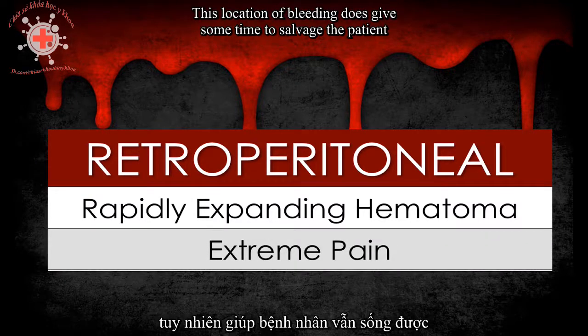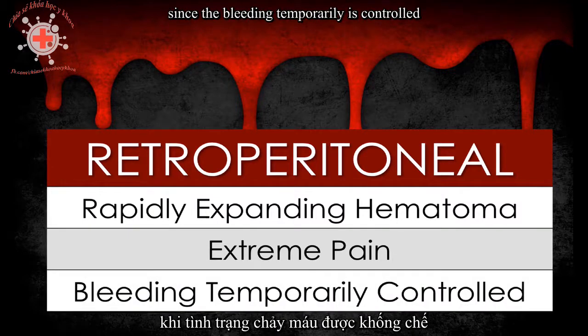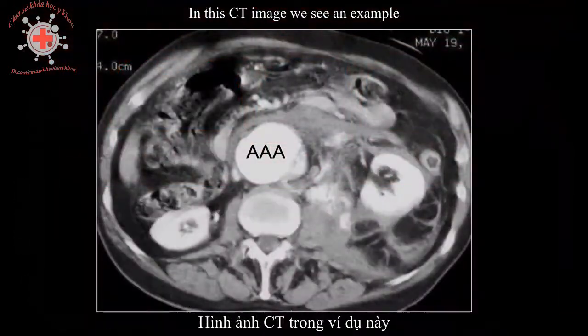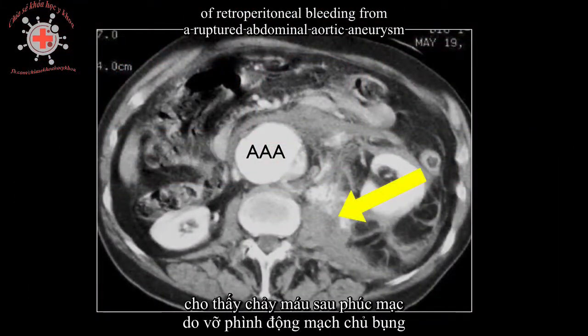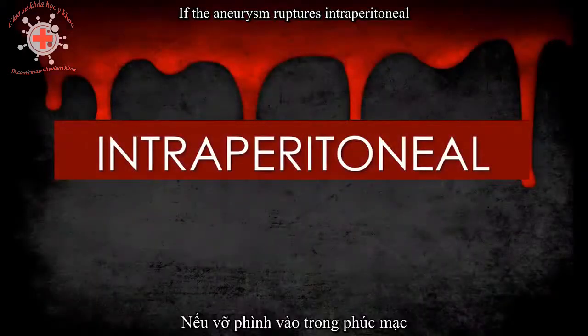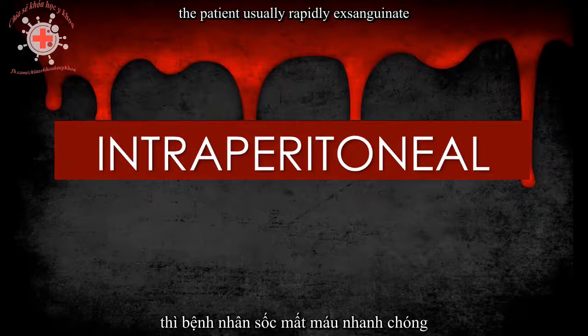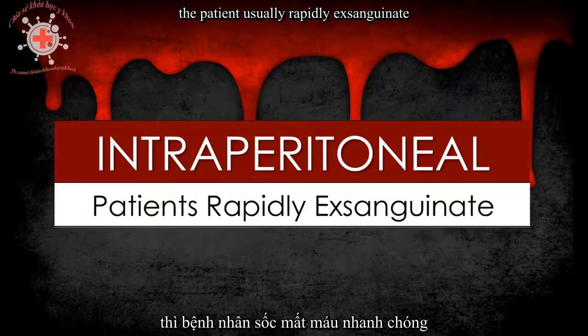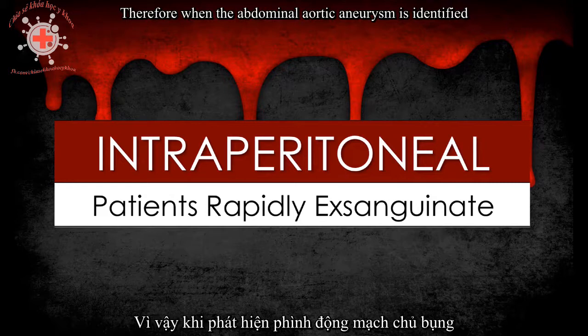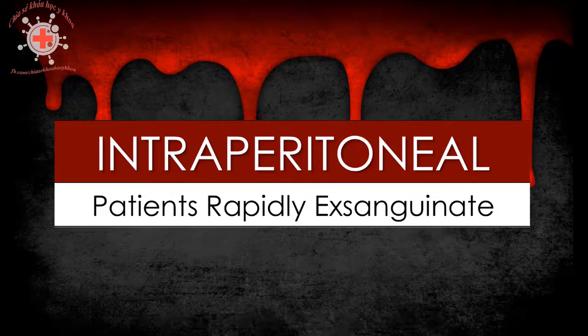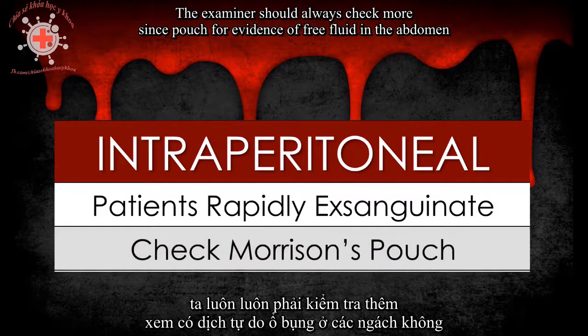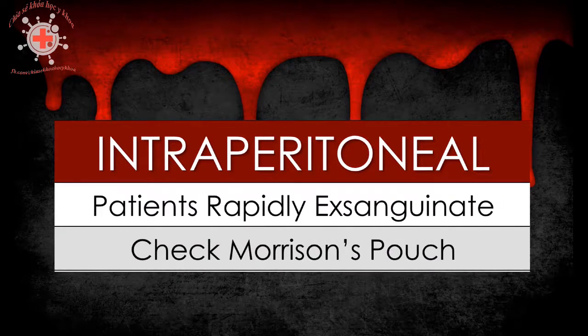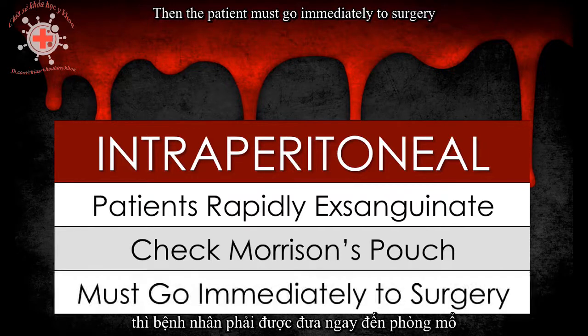This location of bleeding does give some time to salvage the patient, since the bleeding temporarily is controlled. In this CT image, we see an example of retroperitoneal bleeding from a ruptured abdominal aortic aneurysm. If the aneurysm ruptures intraperitoneal, the patient usually rapidly exsanguinates. Therefore, when the abdominal aortic aneurysm is identified, the examiner should always check Morrison's pouch for evidence of free fluid in the abdomen. If free fluid is found, then the patient must go immediately to surgery.